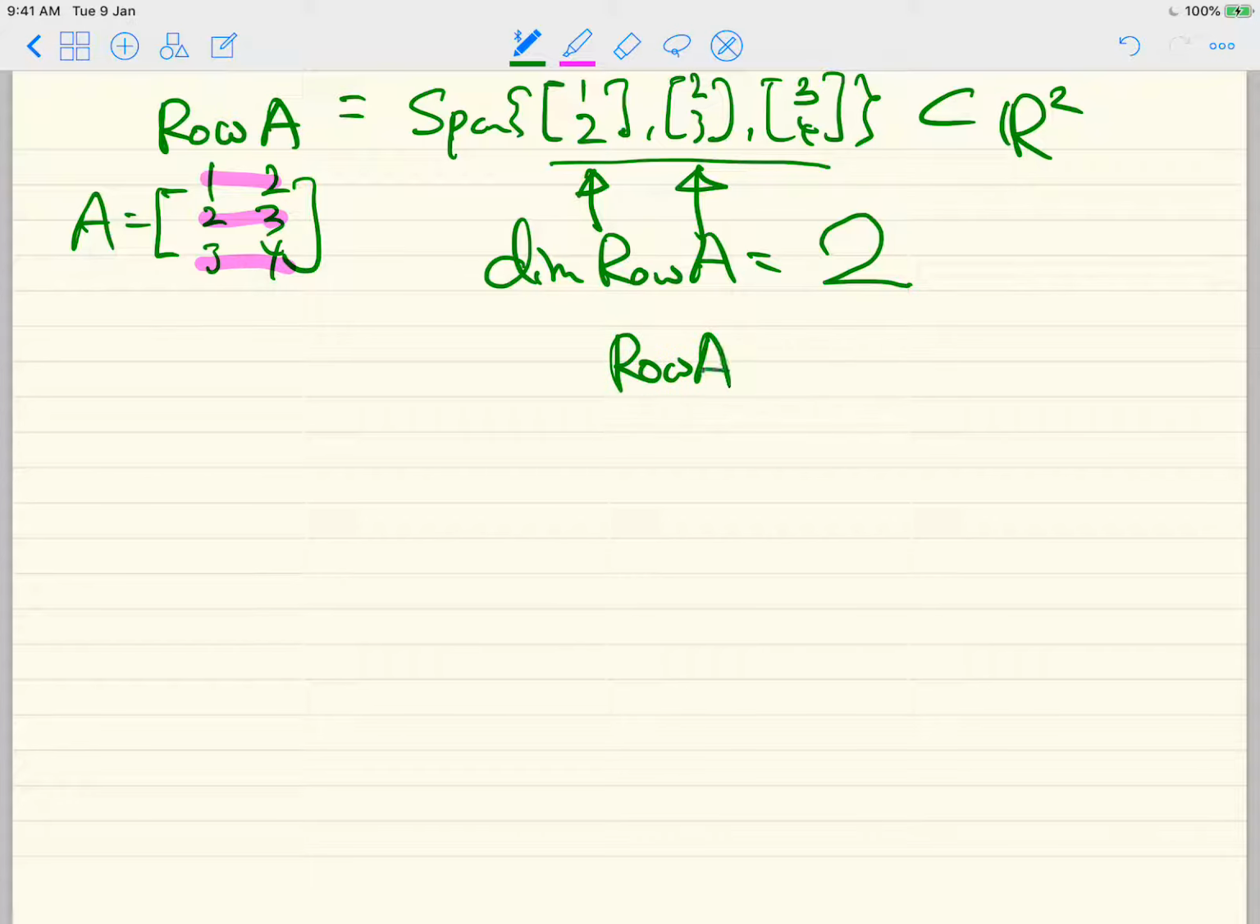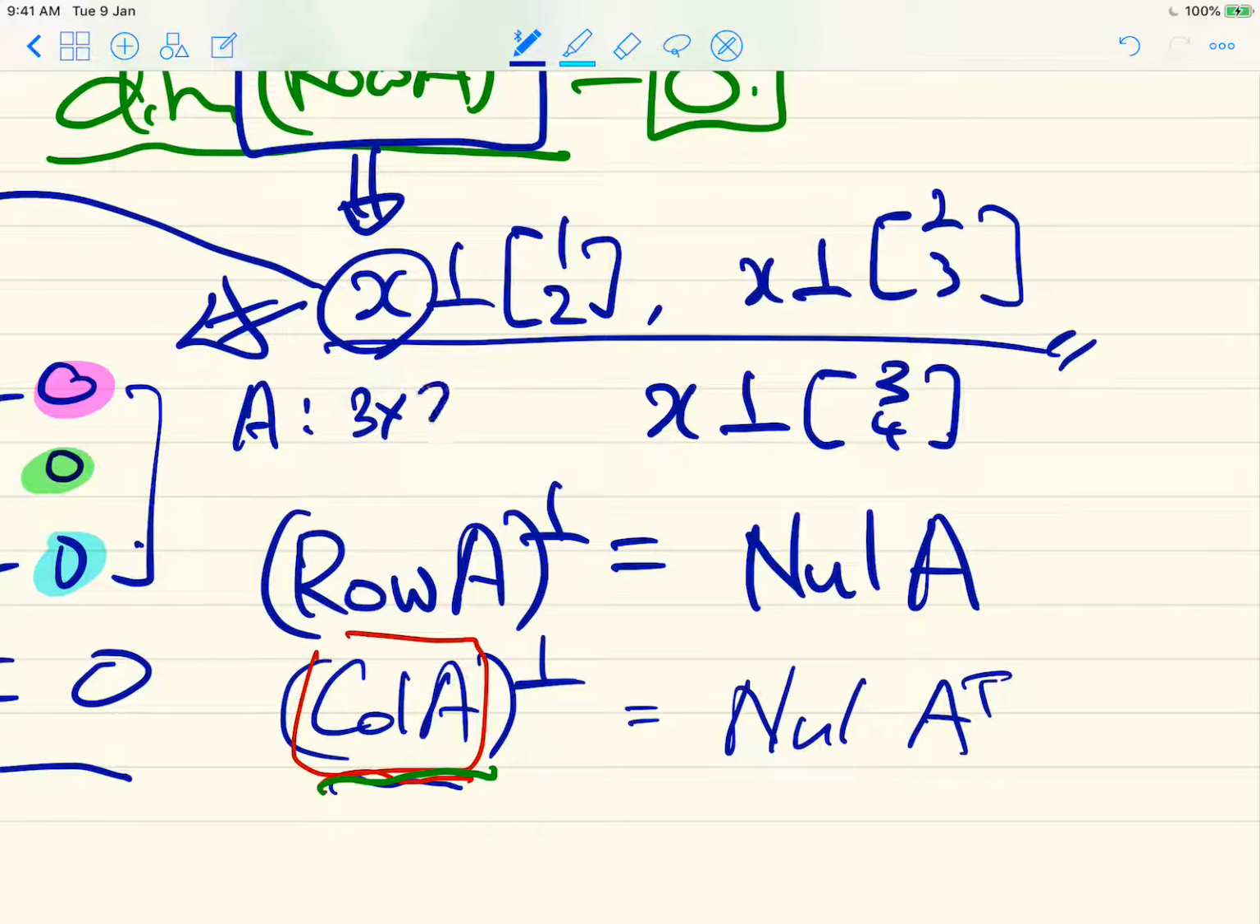Right? So we have two interesting properties shown here. And again, given A as a 3 by 2 matrix, the row space of A and the null space of A are living in R2, right? And these are living in R3, right?